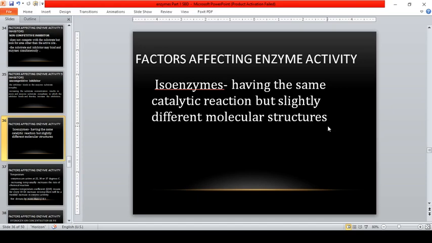And the other is the CK. How many isoenzymes? 3. So what are those? The CKMM, the MB, and the BB. The CKMM that is found in the muscle. Okay, maraming muscles. The MB that is found in the heart. Okay? So, and then the BB that is brain.